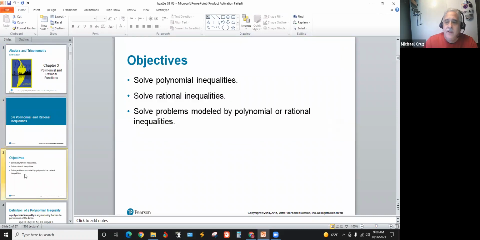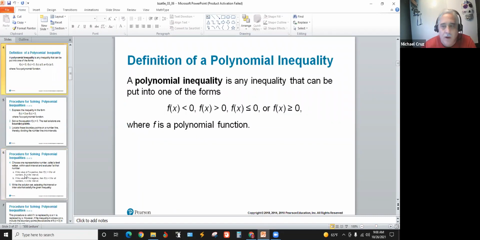All right, now the first thing is to talk about polynomial inequalities. And a polynomial is basically a function where you have a less than, a greater than, a less than or equal to, or greater than or equal to. And by polynomial, we mean you have more than one term, and you could have x cubed, x squared, x to the fourth, those types of things.